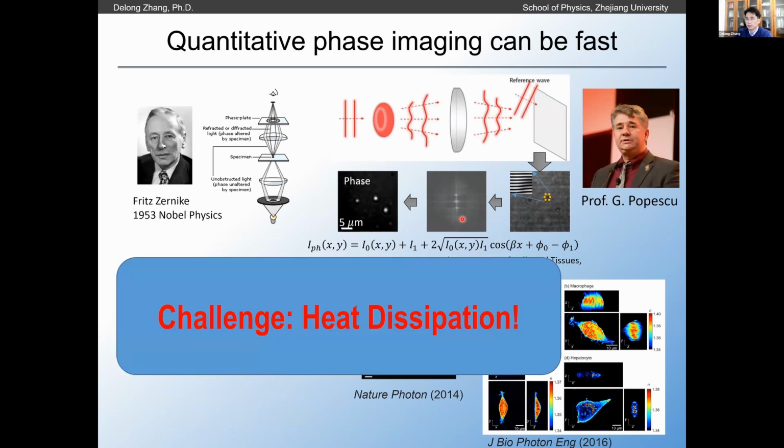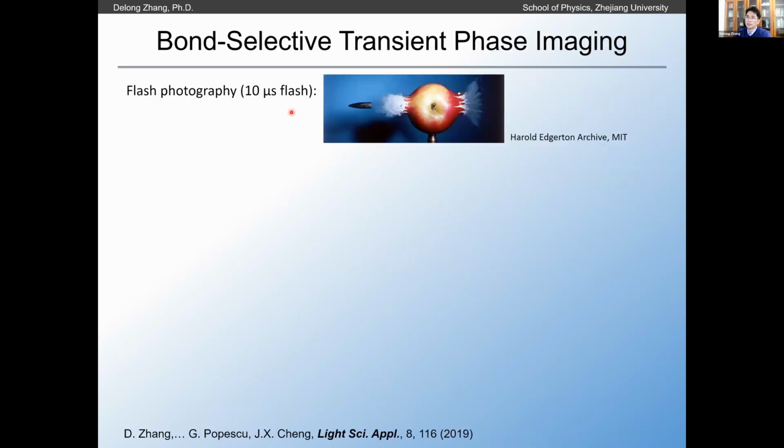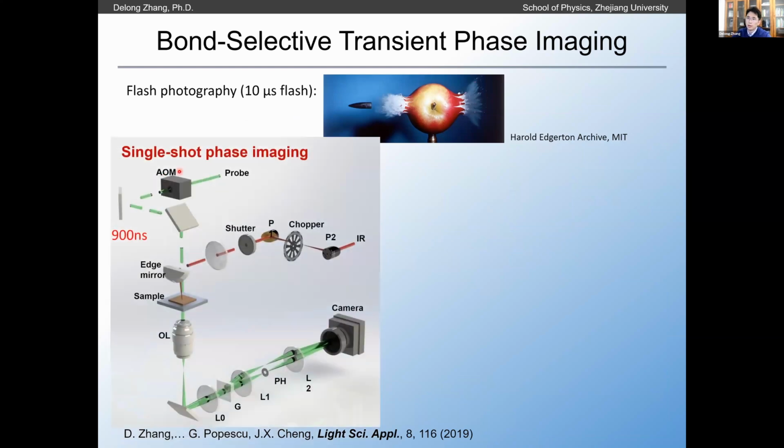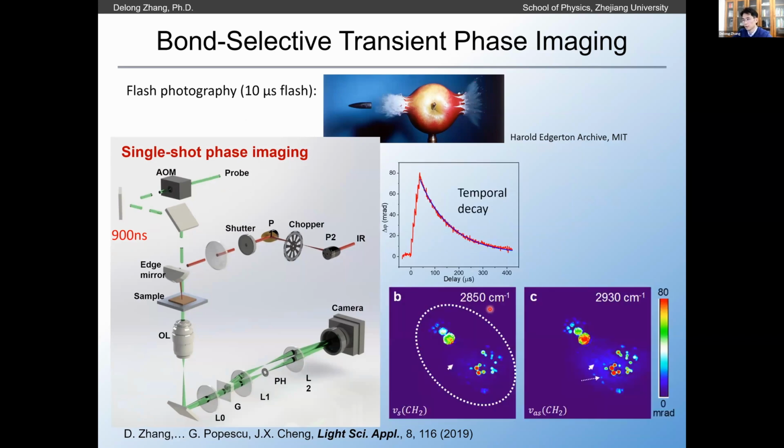But the challenge is heat dissipation, because as I said, any heat will immediately start to dissipate to the cooler surroundings. To catch this very transient process, you need a very high temporal resolution. However, there are not many fast cameras that can do million or billion frames per second. So this relies on a specialized pump-probe type of detection scheme, where Harold Edgerton used a 10 microsecond flash to freeze the motion of bullets. Similarly, we used an AOM, acousto-optic modulator, to cut the probe beam into bursts of 900 nanosecond pulses so that we can do this transient absorption.